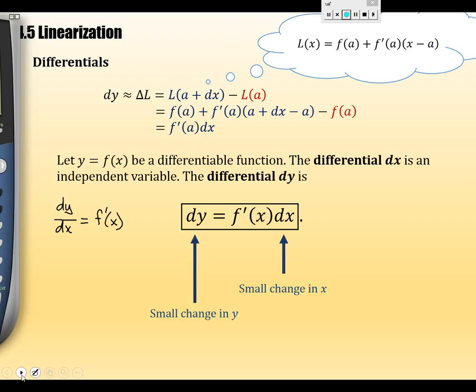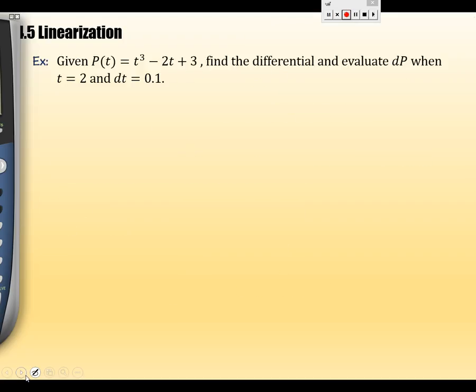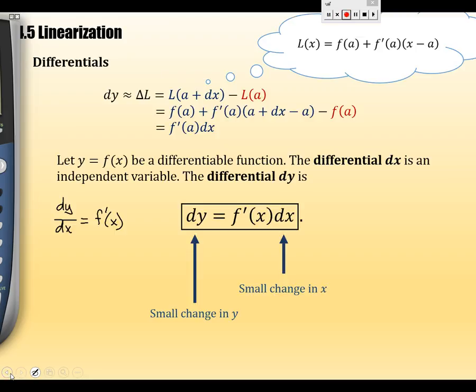continuous functions, right? Is that good there?